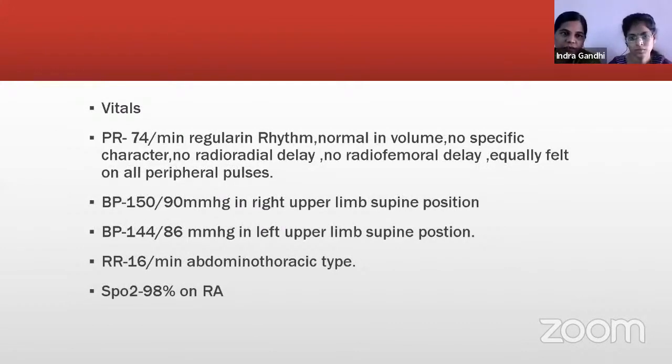Pulse rate was 74 per minute, regular in rhythm, normal in volume, no specific character, no radio-radial or radio-femoral delay, equally felt in all peripheral pulses. BP was 150/90 millimeters of mercury in the right upper limb in supine position, and 144/86 millimeters of mercury in the left upper limb in supine position. Respiratory rate was 16 per minute, abdominothoracic type. Saturation was 98% on room air.